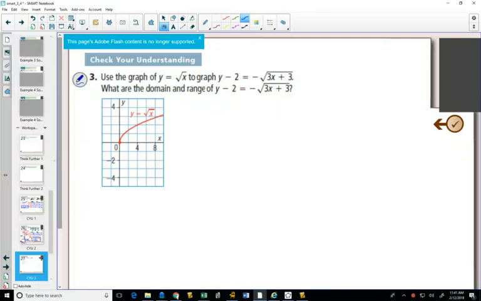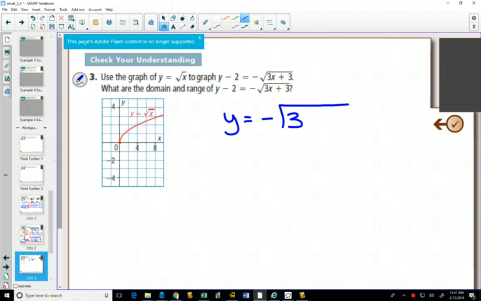Example 3, just like last time, we're going to take this equation and move that 2 to the other side. The other thing we're going to notice in this one is that you have a 3 inside the square root. That first 3 is going to be a horizontal compression. And the second 3 is going to be a horizontal translation. And this is where that special note comes into play.